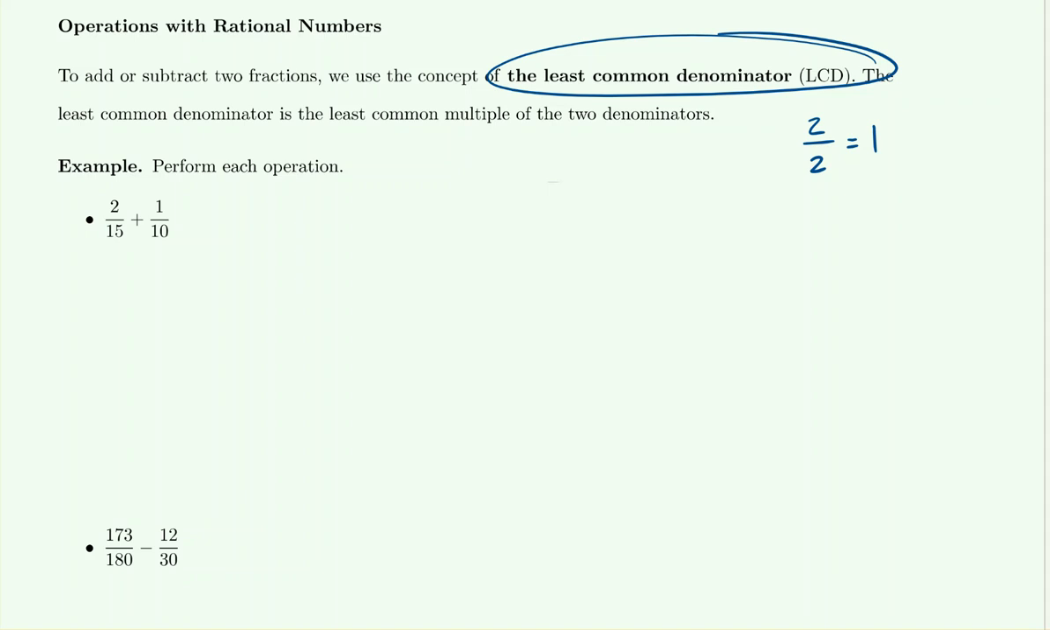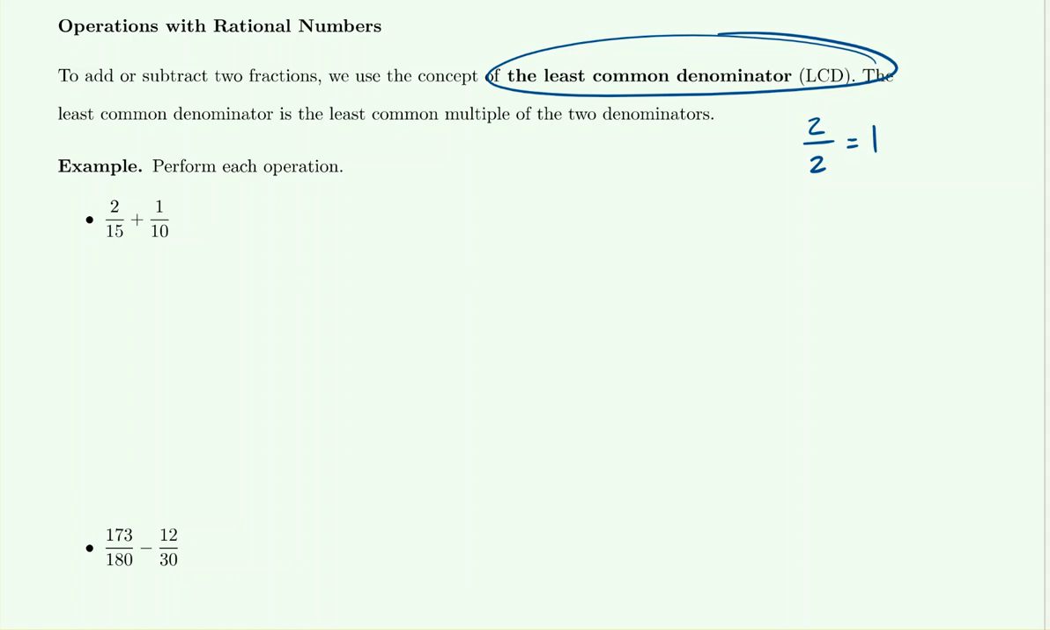So we don't want to multiply by anything that would offset that balance. That's why multiplying by 1 is a great option. As we're looking to add 2/15 plus 1/10, we can't immediately add them because their denominators are not the same. 15 does not equal 10. Now we need to think about how we can manipulate those denominators to be the same value while not changing the overall expression. That's the idea of the least common denominator.